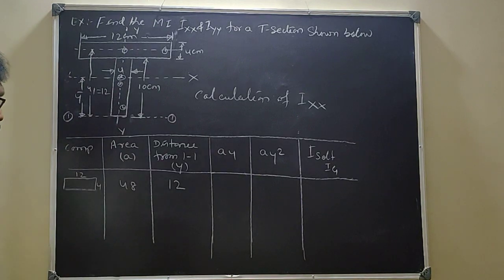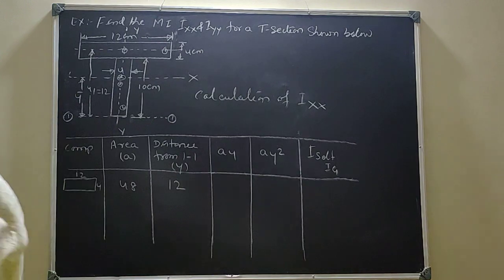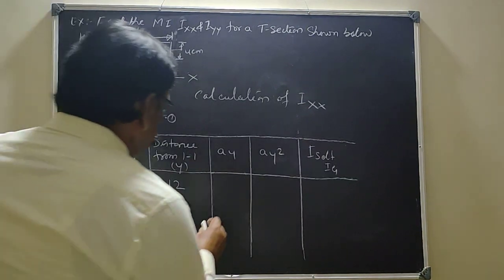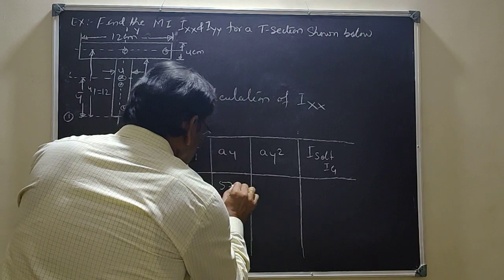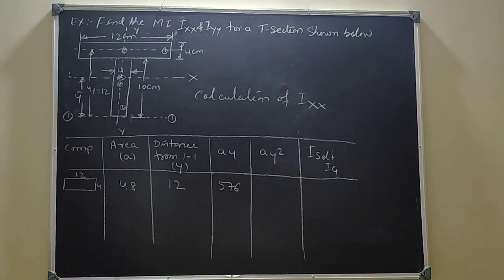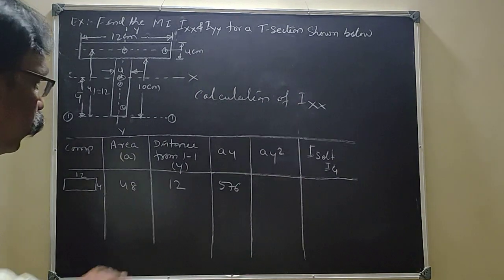Then multiplying these things, you will find ay is 576, and then ay square is 6912.